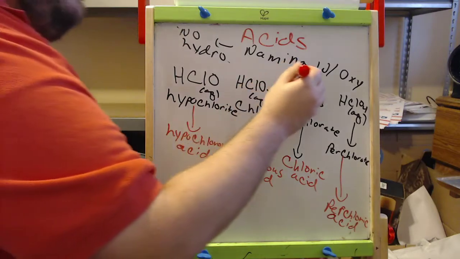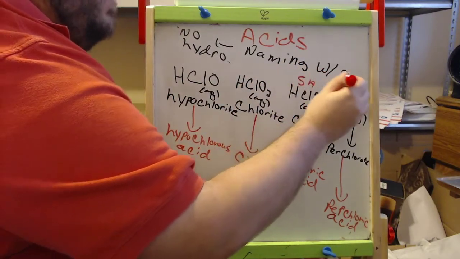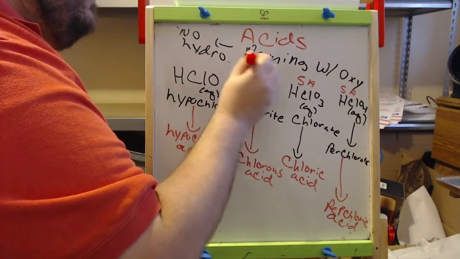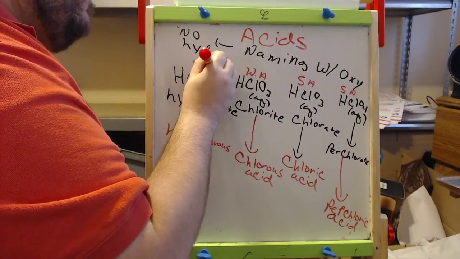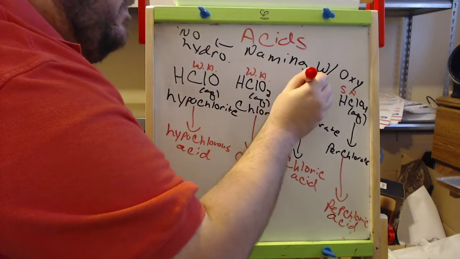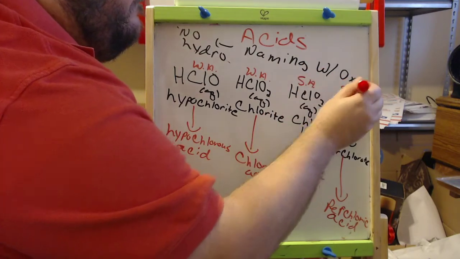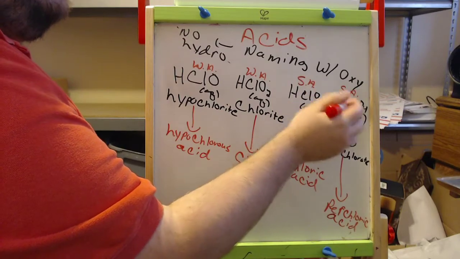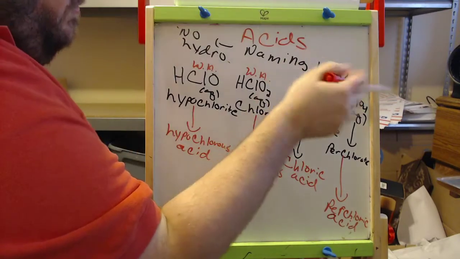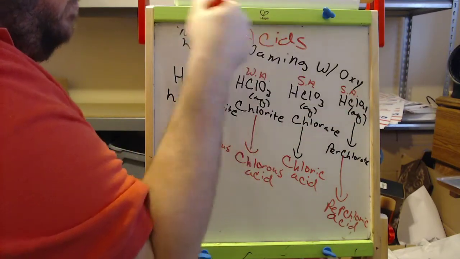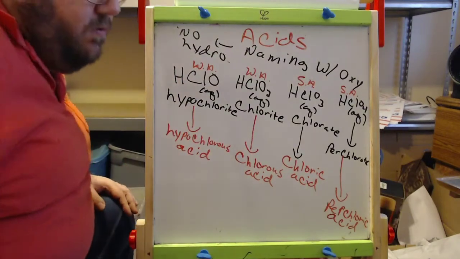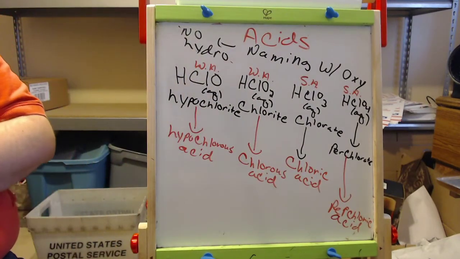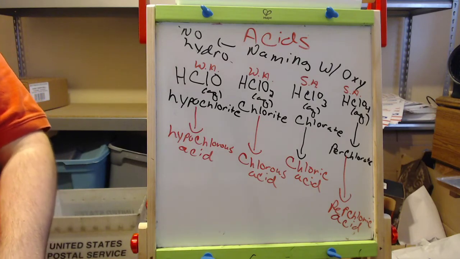Of these up here, this is a strong acid, this is a strong acid, this is a weak acid, this is a weak acid. Difference 3, difference 2 between oxygens and hydrogens. So 2 or more, strong. Difference is only 1, weak. Difference is 0, so it's weak. All right, questions on naming acids.